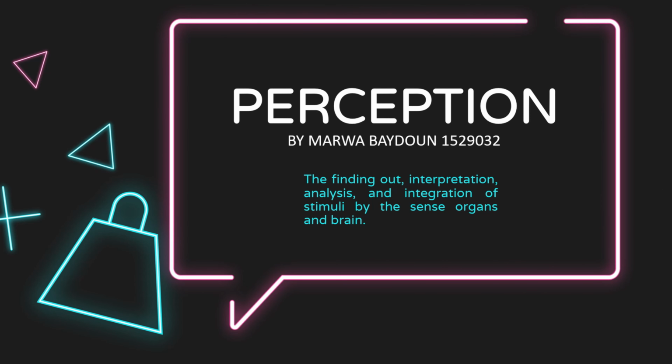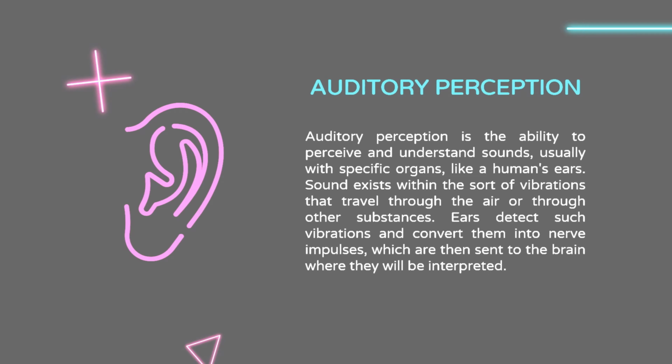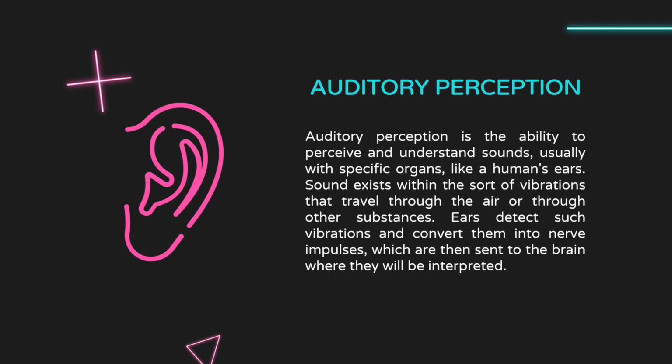Perception. Perception is the recognition, interpretation, analysis, and integration of stimuli by the sense organs and brain. Auditory perception. Auditory perception is the ability to perceive and understand sound, usually with a specific organ like the human ear. Sound exists in the form of vibration that travels through the ear. The ear detects such vibrations and converts them into nerve impulses, then sends them to the brain, where they are interpreted.